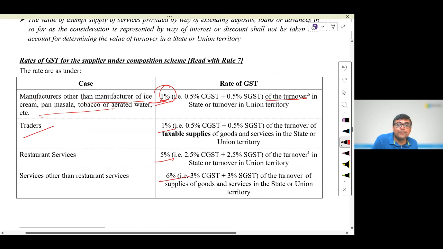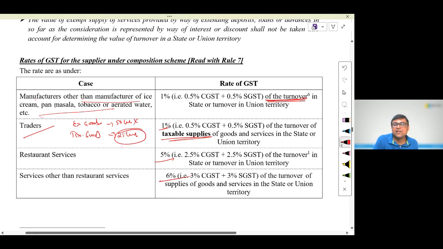If you are a trader, 1% of the turnover of taxable supply. Be careful of the difference. Please note the difference between these two. 1% of the turnover, 1% of taxable supply. It may happen, being a trader, you are supplying certain exempted goods and certain taxable goods. Say it is 50 lakh and it is only say 25 lakh. In that situation, you are supposed to pay 1% of this 25 lakh.